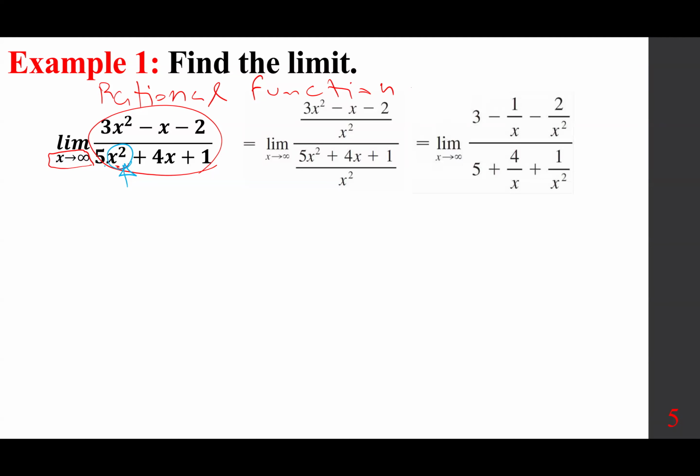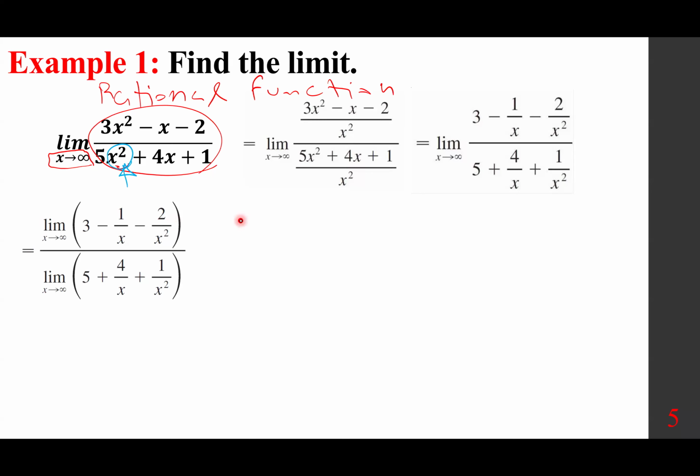Now, I want to discuss the limit laws here and what you can do as far as skipping some steps. First and foremost, let's discuss these limit laws. Limit of a fraction is the limit of the top over the limit of the bottom. And then you distribute, and the top gives you 3 pieces, the bottom gives you 3 pieces.